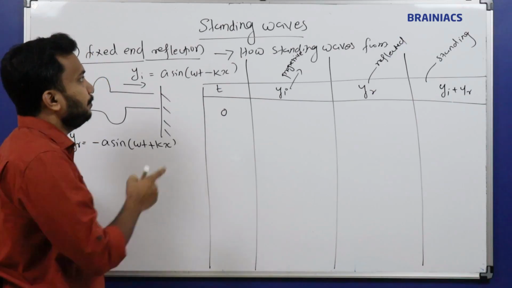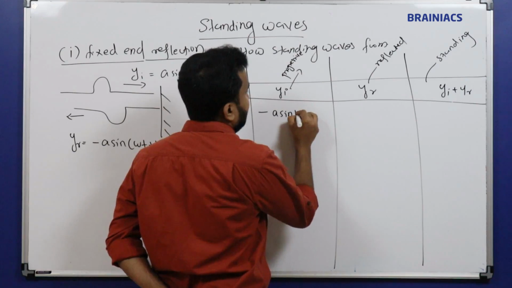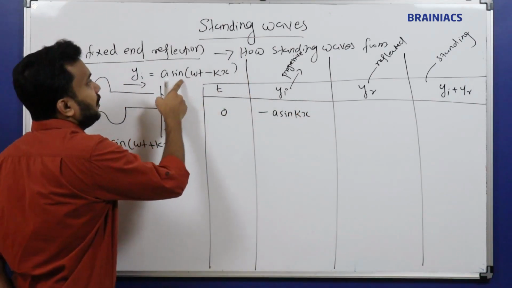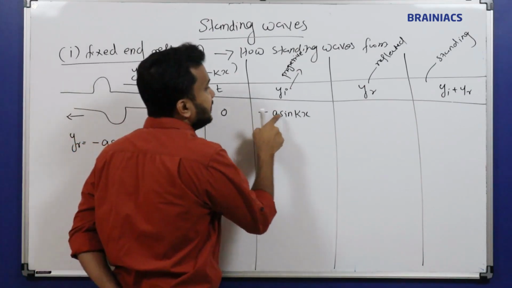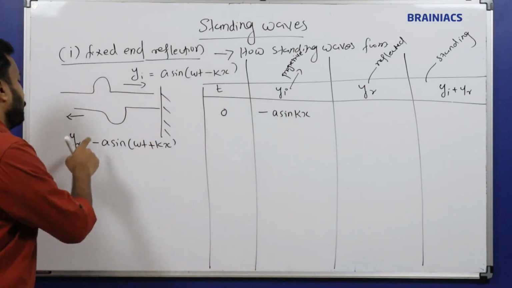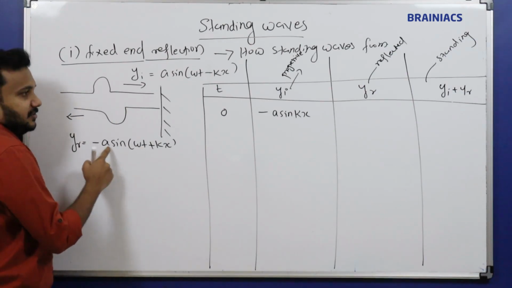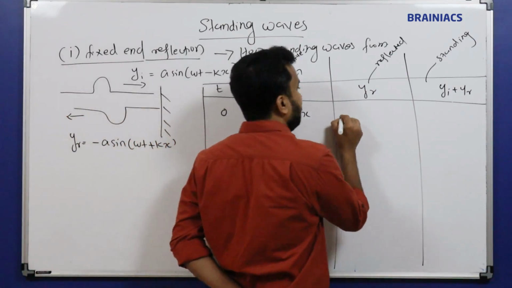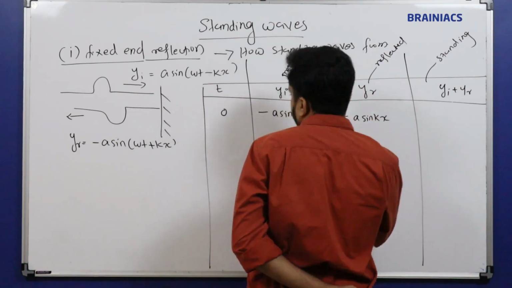A sin of minus kx will come. So we'll put it as minus a sin kx, because sin of minus kx: the minus will come outside, so it becomes minus a sin kx. Now we'll go to the reflected wave. We have to substitute 0 for t in the reflected wave. When we substitute 0 for t, what will you get? You will get minus a sin of kx.